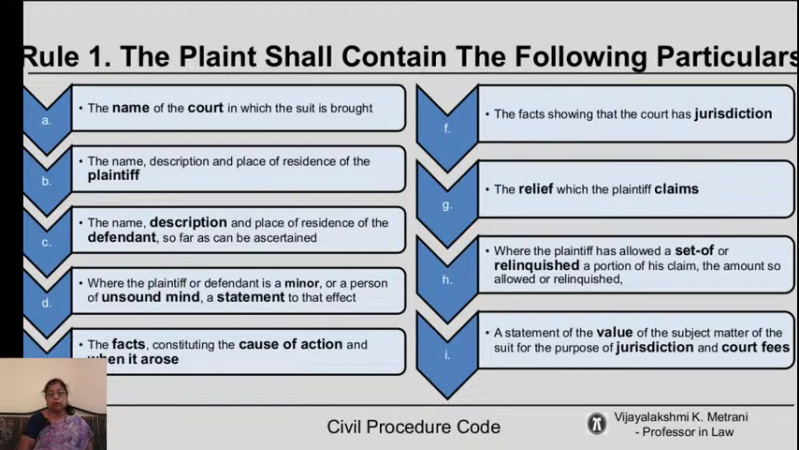Then the plaint should also consist of a statement of the value of the subject matter of the suit, because you know that every court has a pecuniary jurisdiction. To decide the pecuniary jurisdiction and the court fees, there are two things. When you value the suit, the value is for the purpose of bringing that suit under that court's jurisdiction, number one, and on that value you pay the court fees to the court. So for that purpose the statement of the value is to be given.